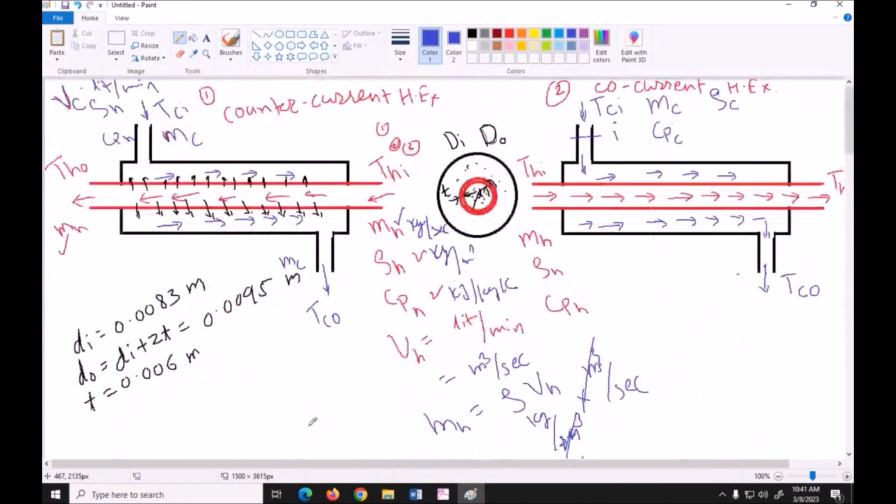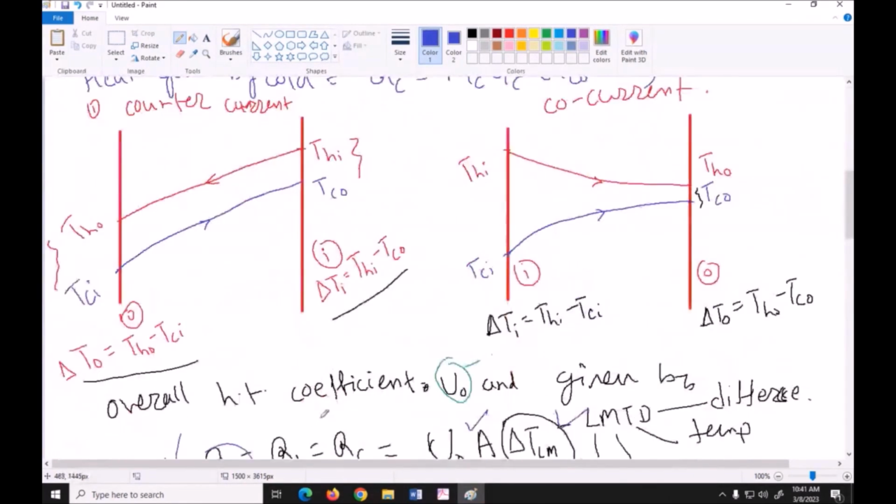But there is a particular point where the heat is max. So here THI and TCI is minimum, so here the heat transfer is minimum. Here THI, TCO is maximum. But maybe the difference is same. This difference and this difference same. So I can't say it is a Qmax.